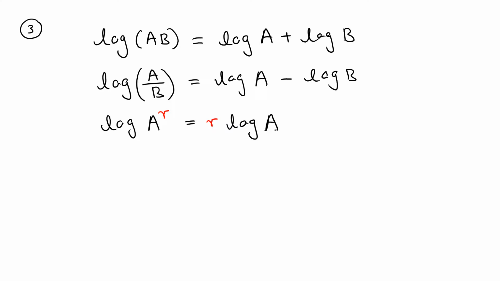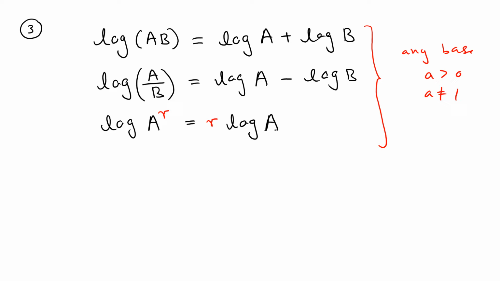Log of a product equals the sum of logs, and log of a quotient equals the difference of logs, and log_a of m^r equals r log_a m. This is what we normally call the power-out formula. And this is true for any base a which is positive and not equal to 1.